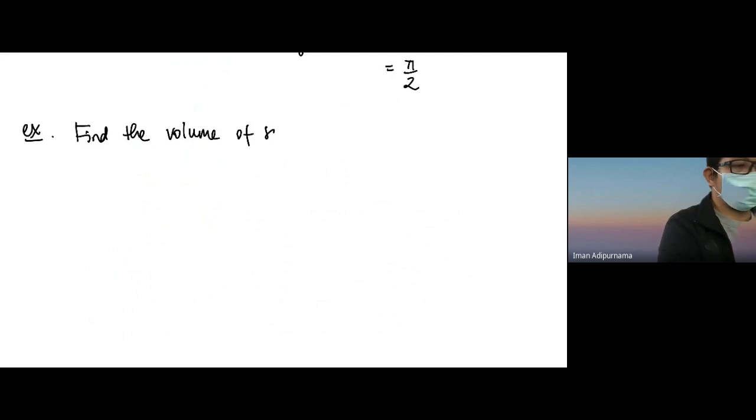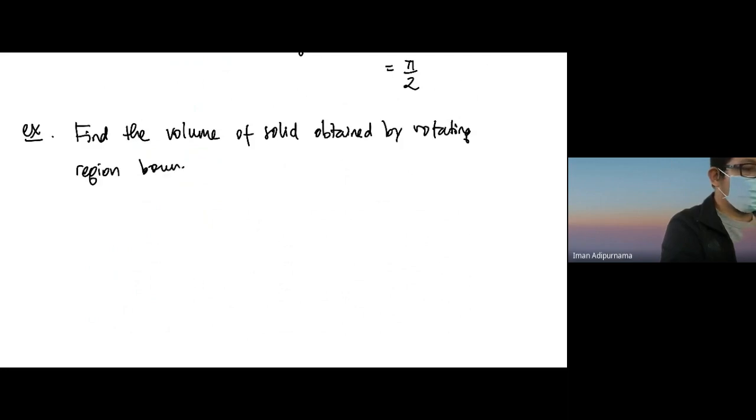Okay, another example. Find the volume of the solid obtained by rotating the region bounded by y equals x minus x squared, y equals 0, about the line x equals 2.